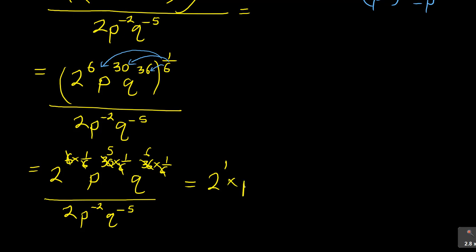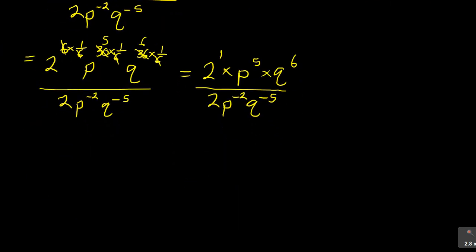times, the next one is p to the power of 5, and then times q to the power of 6, and then this is over 2p to the power of negative 2, and then q to the power of negative 5. Now we continue with it. These are laws of exponents, but now you can see that the 2 and the 2 can cancel. In this case, it can divide. Now you are left, you have to take this particular p to the top, and you're going to take this q to the top. Now if they are negative, you have to take them to the top, they become positive.